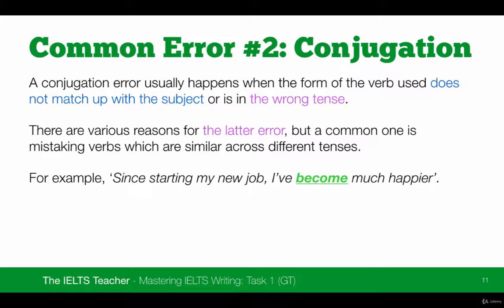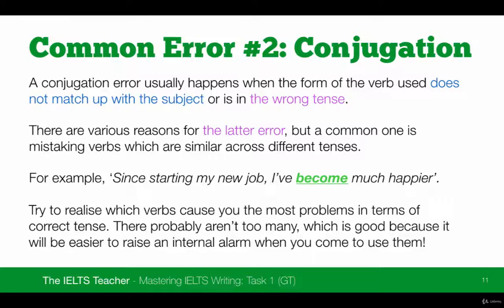Present simple, past simple, and then the past participle, which is actually the same as the present simple. Not a common rule in English, but it does apply here. Try to realize which verbs cause you the most problems in terms of correct tense. That may be due to their spelling, it may be due to their form, but whatever the case, there probably aren't too many. Now this is a good thing because it should be easier to raise a little internal alarm in your head when you come to use these verbs.